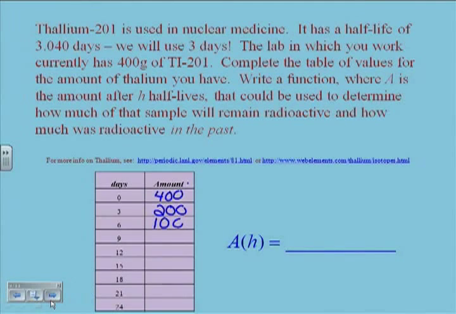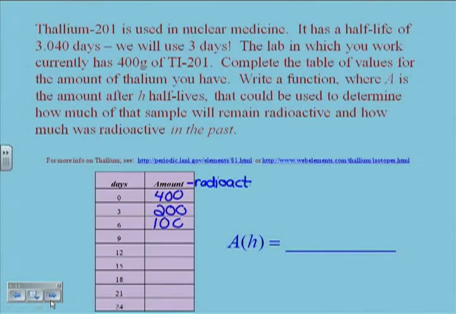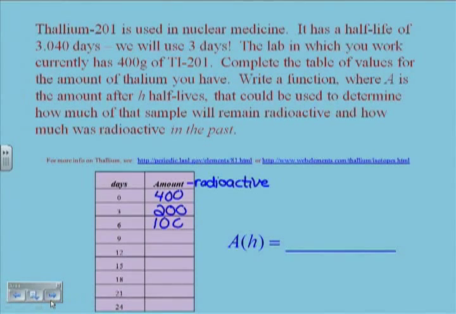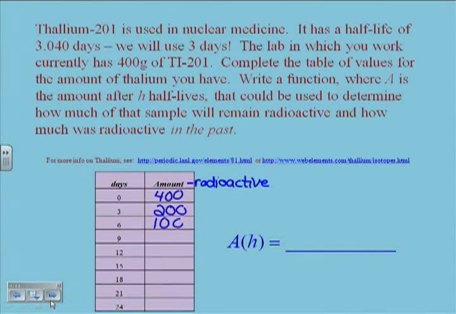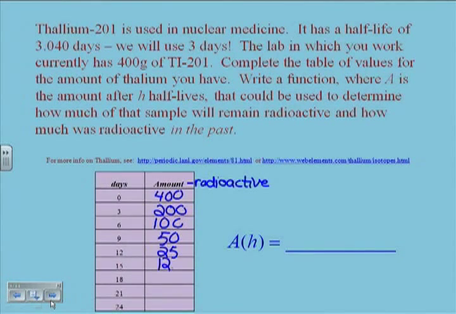And by the way, this amount here is the amount that's still radioactive, if you'd like to be very clear on that. After another 3-day period, we'll be down to 50 grams still radioactive. And another 3 days will be 25. And another 3 days will be 12 and a half. And then 6 1/4. And then 3.125.